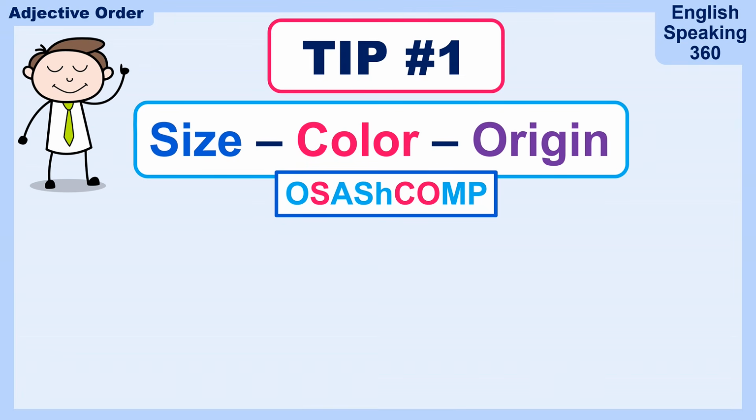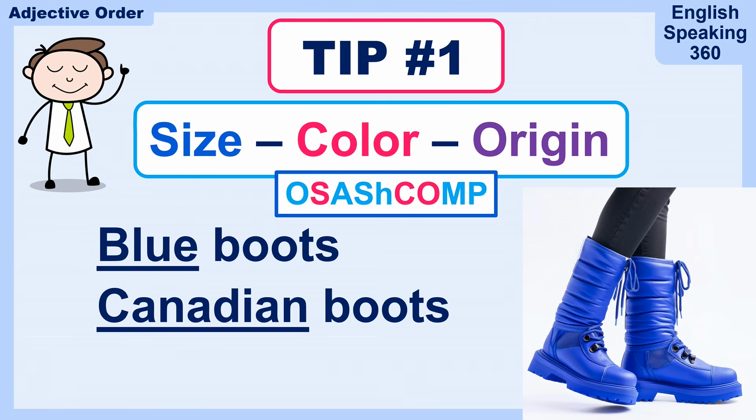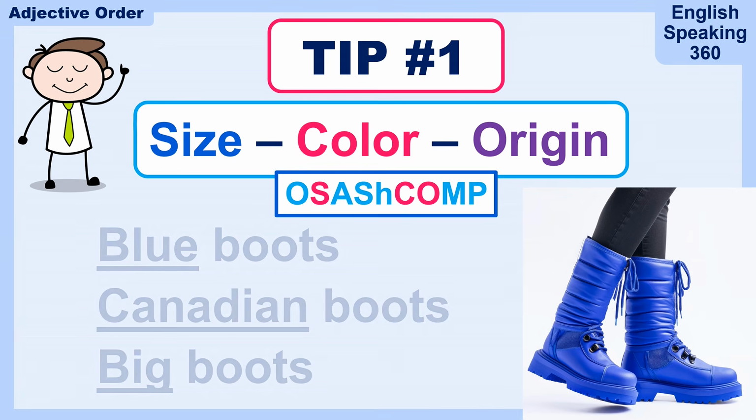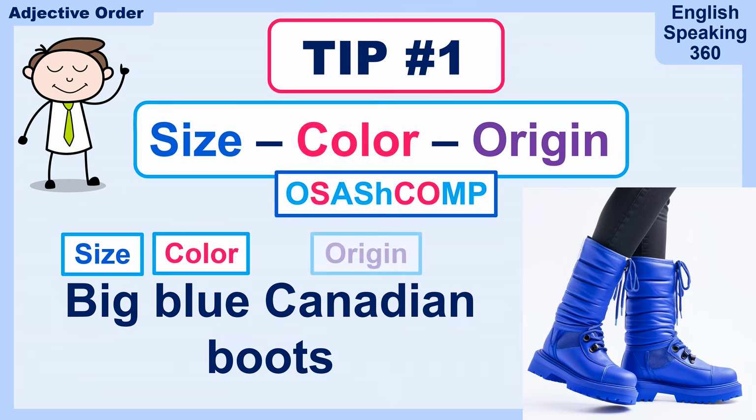Let's take a look at an example. Blue boots, Canadian boots, big boots. Now let's put them all together into one sentence. Can you do it? Size, color, origin. So it becomes big blue Canadian boots. Big, size, blue, color, and origin, Canadian. You cannot flip them around. You cannot say Canadian blue big boots.